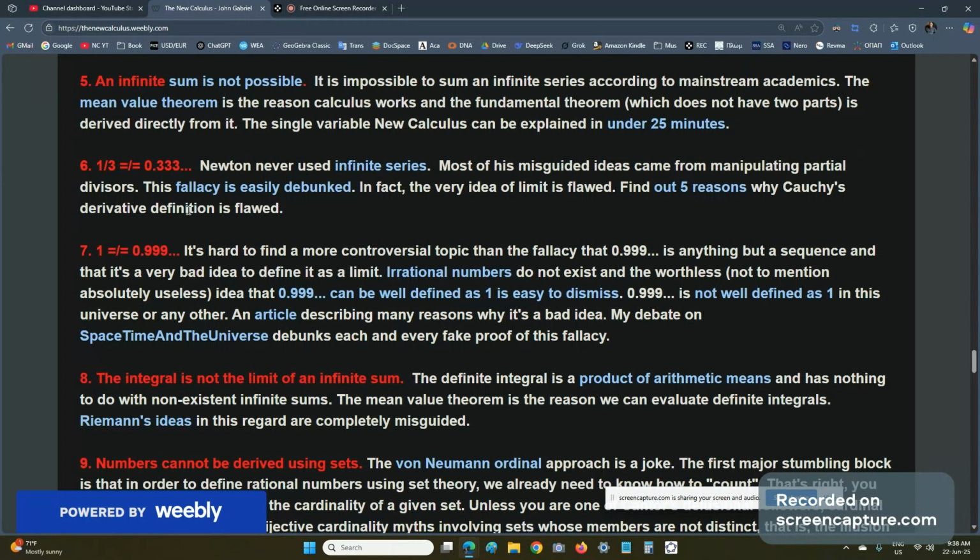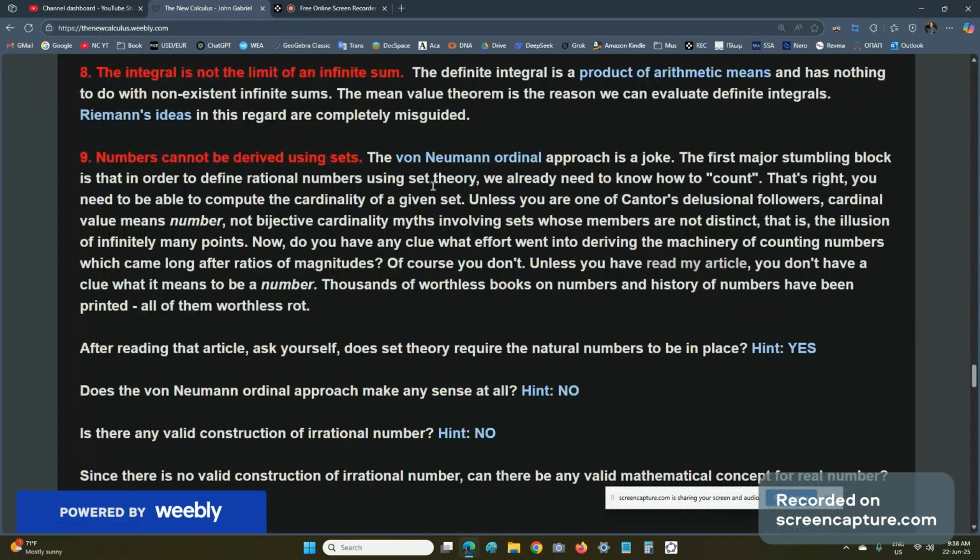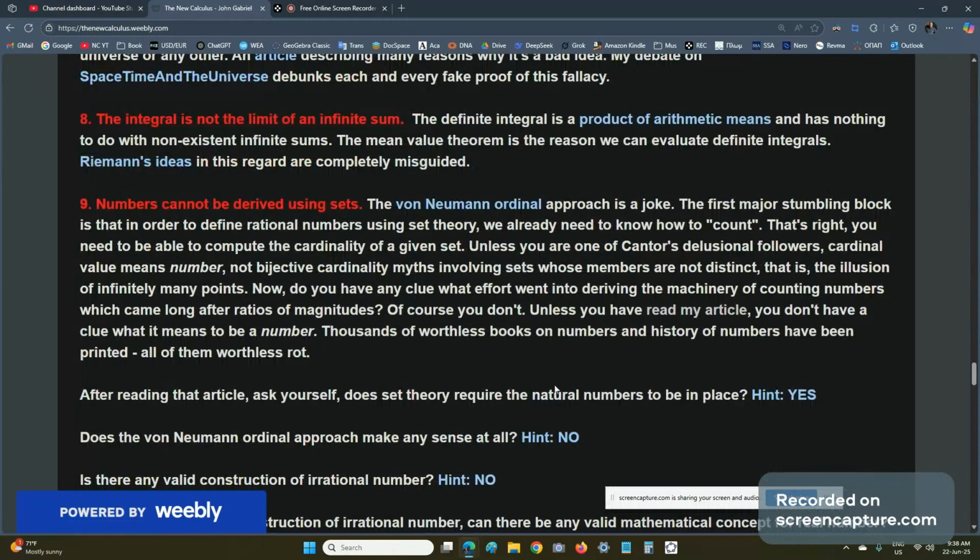Well, that's sad. The next fallacy, the eighth fallacy, is the integral is a limit of an infinite sum. It's not. The definite integral is really just a product of arithmetic means, and get this, every integral is a line integral. Every integral, without exception. So they're all in some way or other a product of level magnitudes or arithmetic means. Okay, and those have nothing to do with non-existent infinite sums.